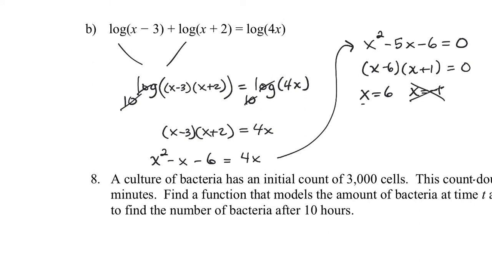X equals 6 doesn't necessarily mean it automatically works, so we still need to consider here 4 times 6 is 24, that's okay. 6 plus 2 is 8, that's fine. 6 minus 3 is 3. Those are all positive values, so x equals 6 is okay.